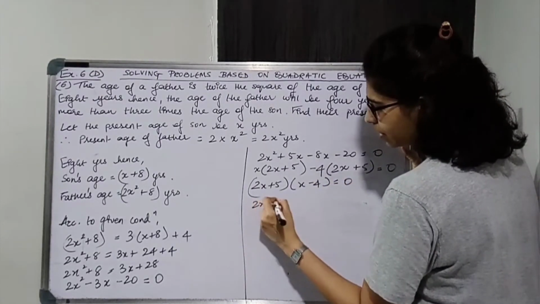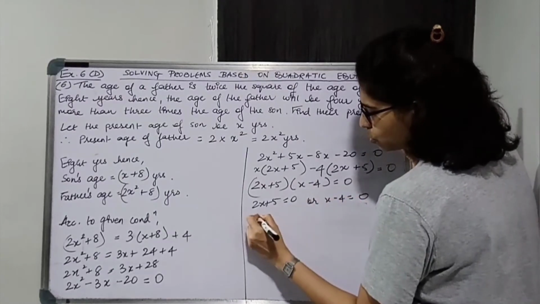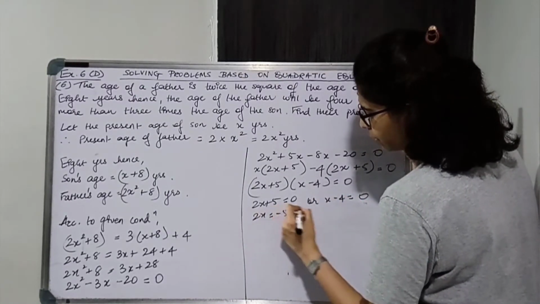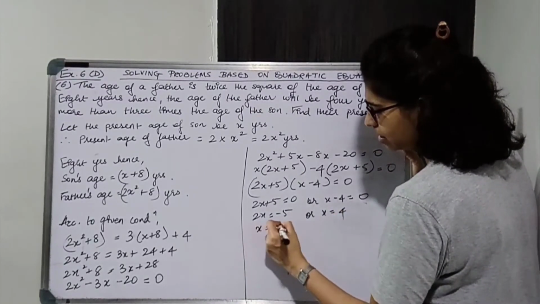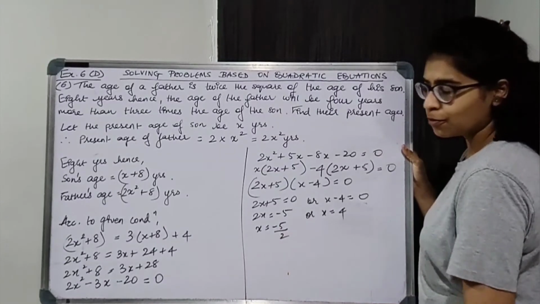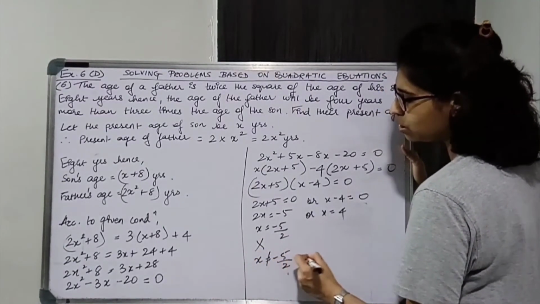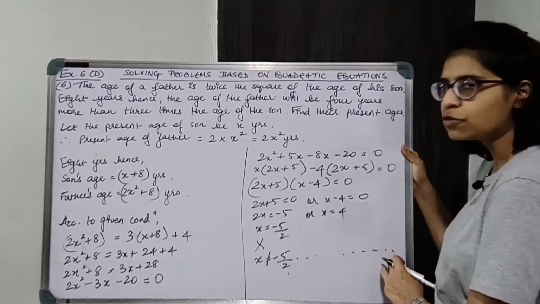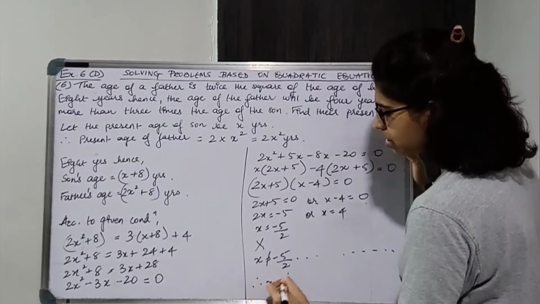So 2x plus 5 is equal to 0 or x minus 4 is equal to 0. So 2x is equal to minus 5 or x is equal to 4. Here we are getting x is equal to minus 5 by 2. Can the age be negative? No. So x is not equal to minus 5 by 2, since age cannot be negative. You have to write down. Okay. So therefore x is equal to 4.